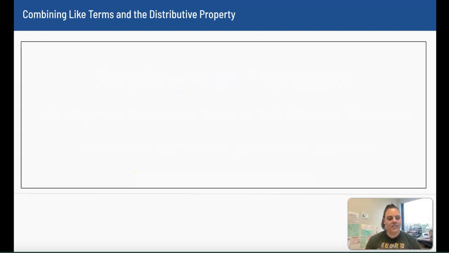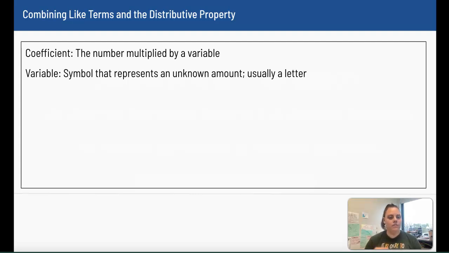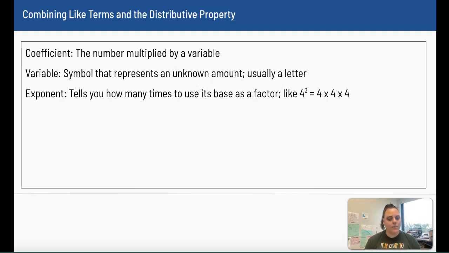So we're going to take a quick look at some vocabulary. We have our coefficient, which is the number being multiplied by a variable, which is a symbol that represents an unknown amount, usually a letter. The exponent tells us how many times to use the base as a factor. For example, 4 cubed is 4 times 4 times 4.